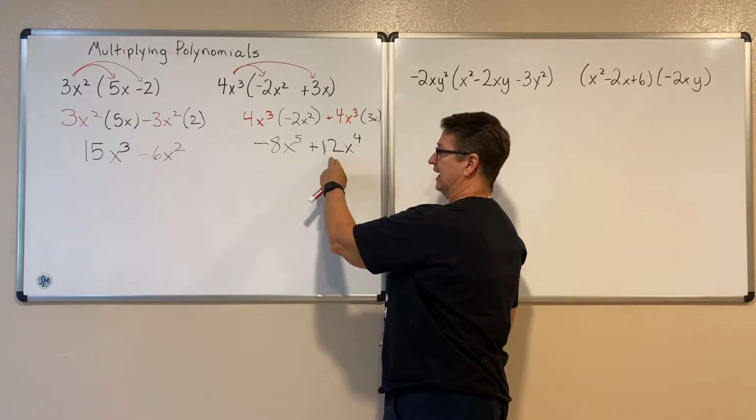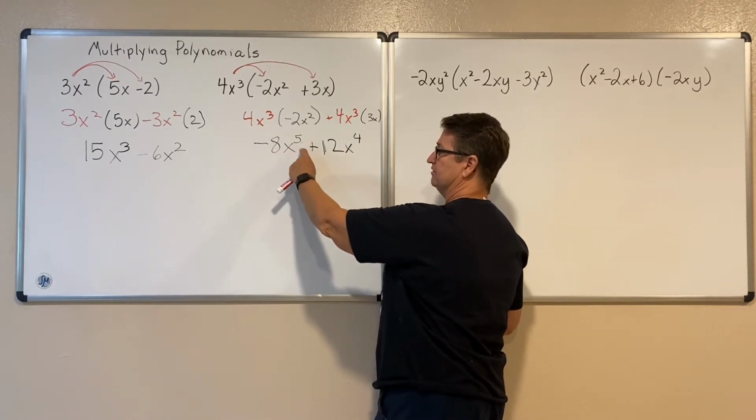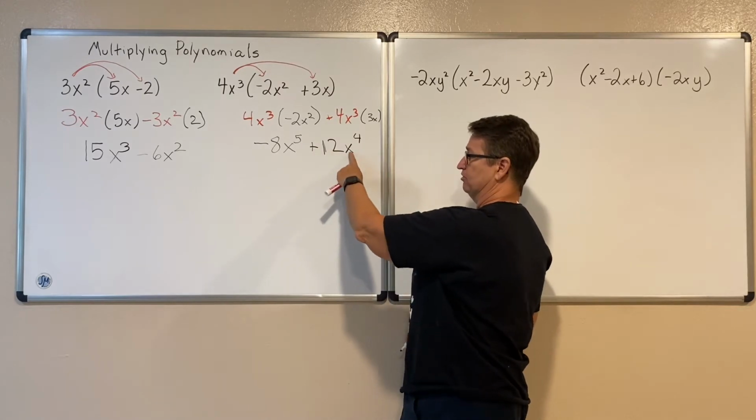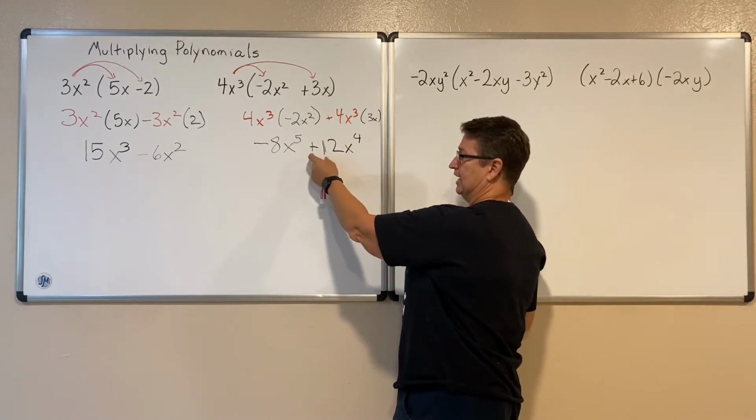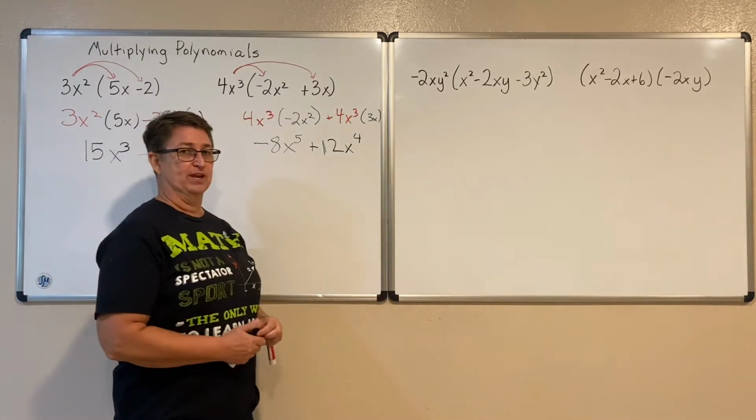Again, we cannot combine these because they're not like terms. We have a negative 8 of these x's and 12 of those x's, of those numbers, but I can't combine them because they're not the same number. X to the 5th is a different number than x to the 4th.